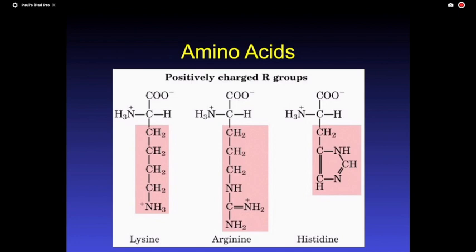Positively charged residues. Got 3 of them. Now, can anybody call me a liar when I say this? Histidine. Yes, histidine. What's going on with histidine? I said this was positively charged R groups. Lysine you can see, arginine you can see. They're always charged. Histidine is right on the edge.